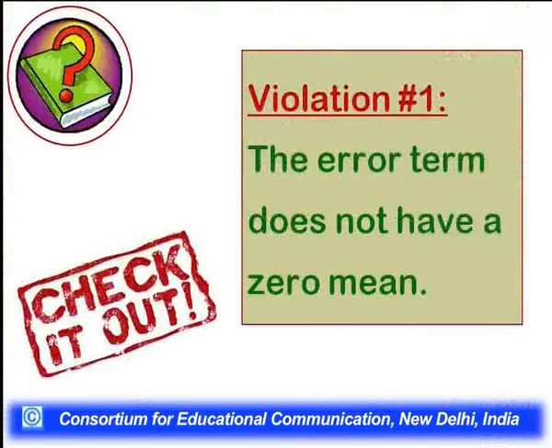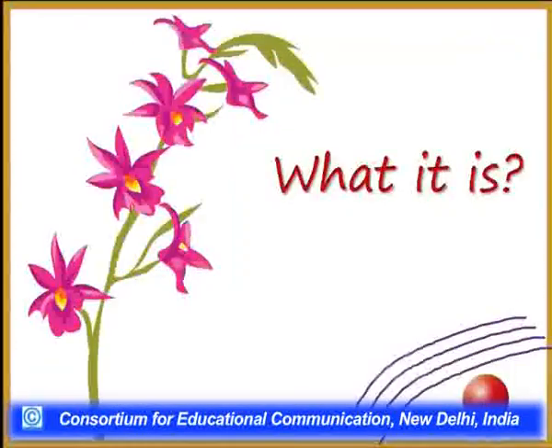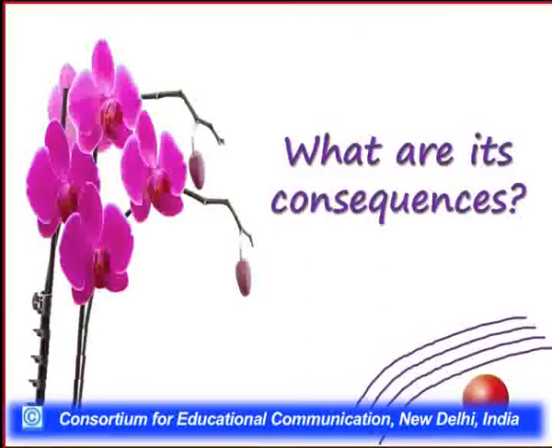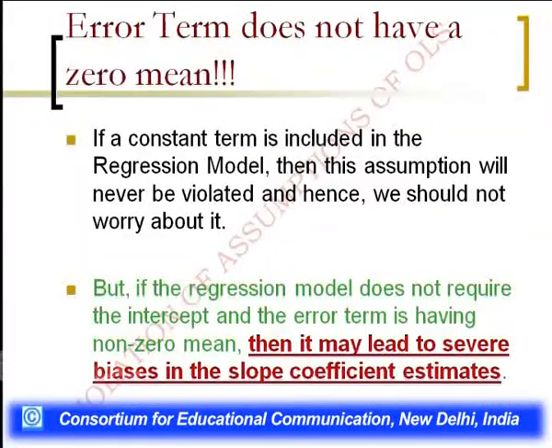Violation 1: the error term does not have a zero mean. So let's check out what it is. It is a violation of the assumption of OLS. It means that the expected value of the error term is not zero. What are its consequences? If the intercept is included in the regression model, then this assumption will never be violated, and hence we should not worry about it.